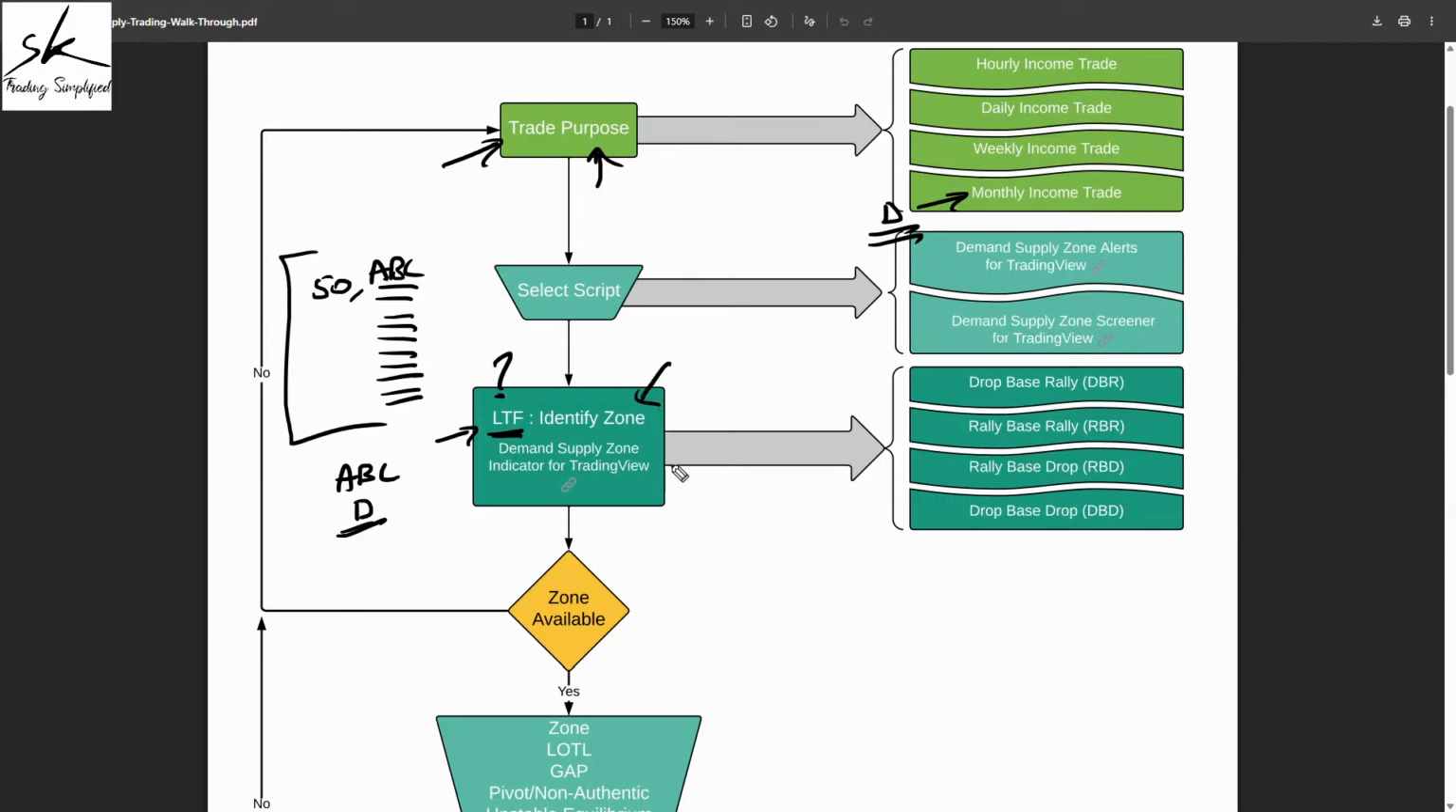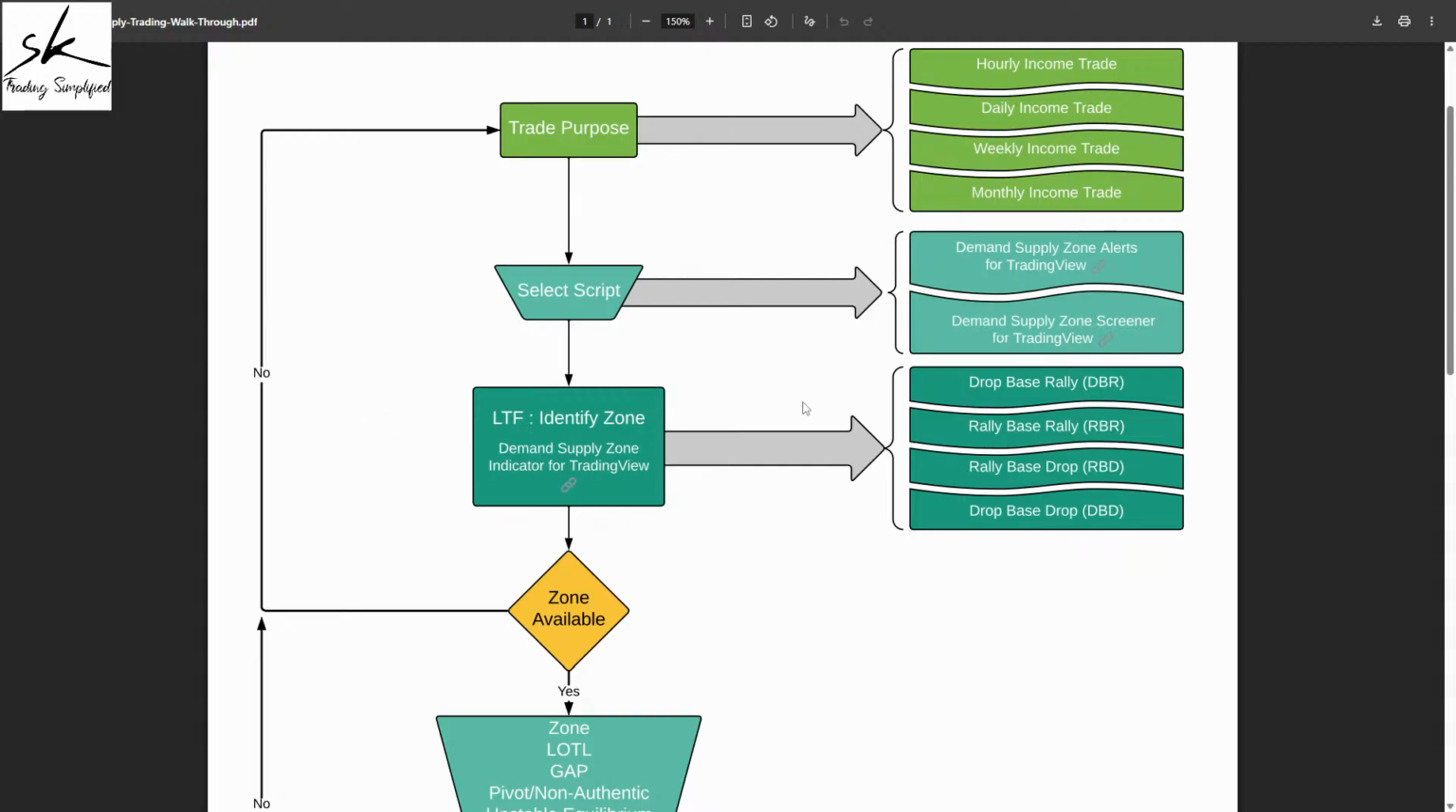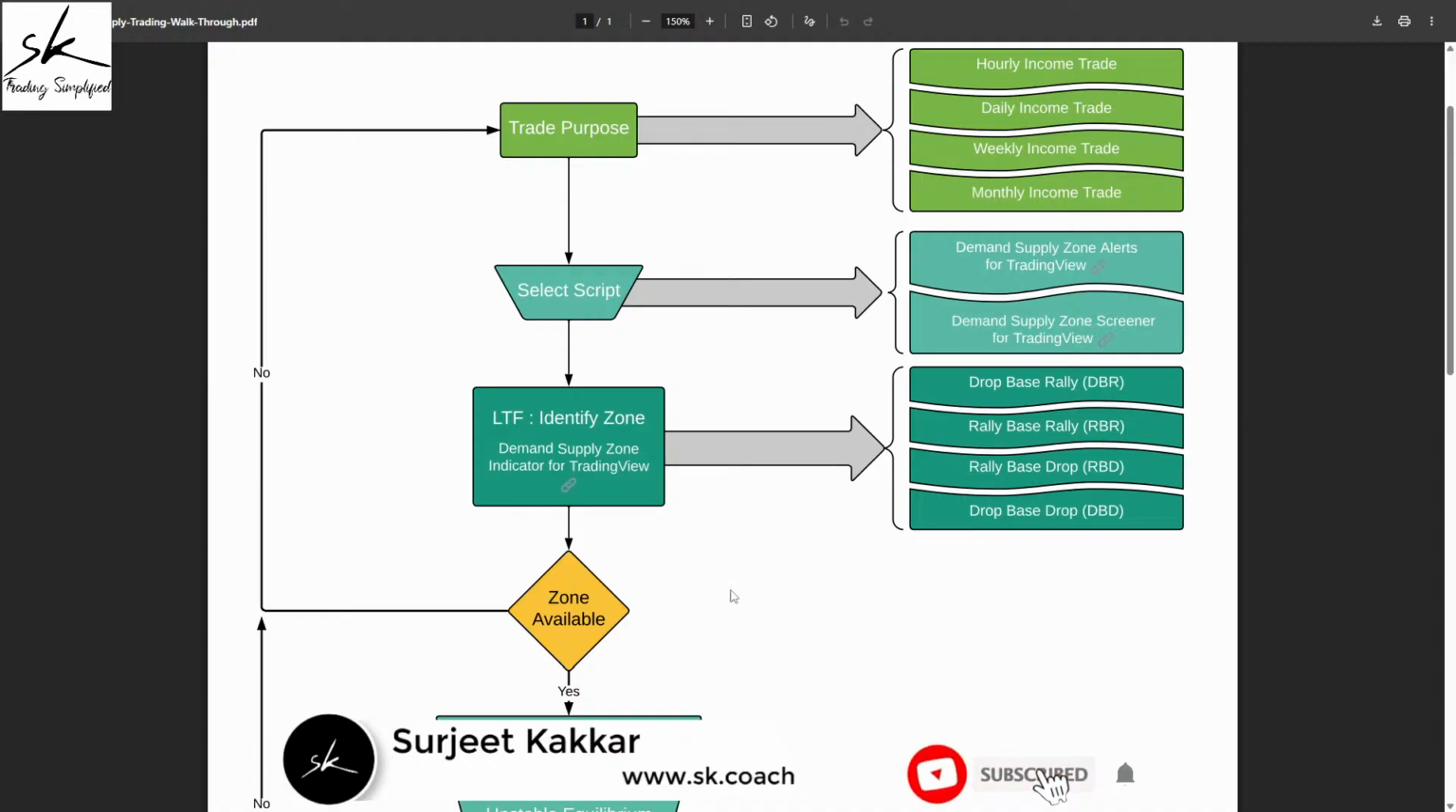So here I have good news for you, that when it comes to identifying zones, which I know is one of the biggest challenges when you start learning demand supply methodology, we have a tool which automatically identifies and plots the areas of demand and supply for us, and we call it the demand supply zone indicator. And we offer a 100% free 7 days trial of this indicator. So if you've still not tried this indicator, you can try it for free.